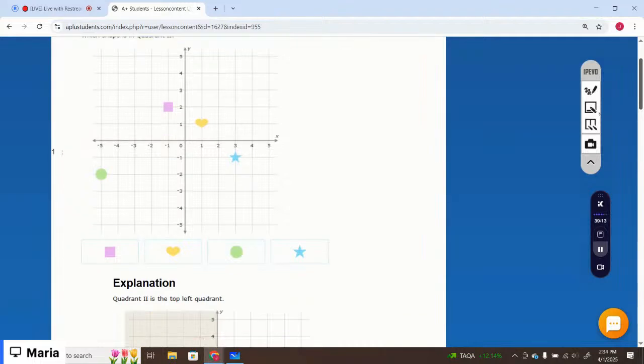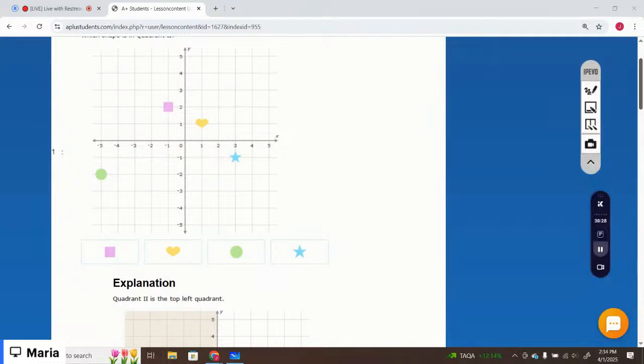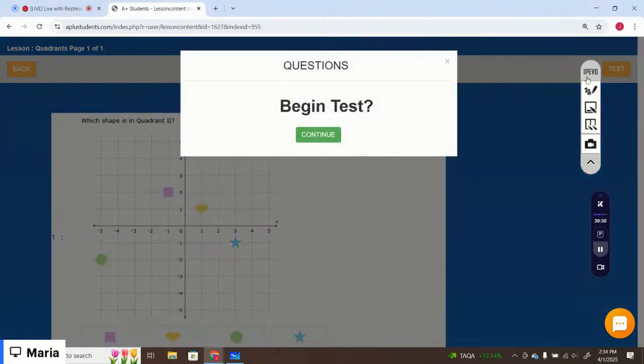What shape is in the second quadrant? This is the first quadrant, this is the second quadrant, this is the third quadrant, and this is the fourth. So in the second quadrant, we have a square. Let's just start with the test questions.